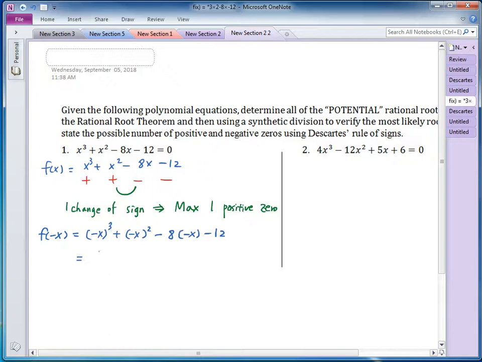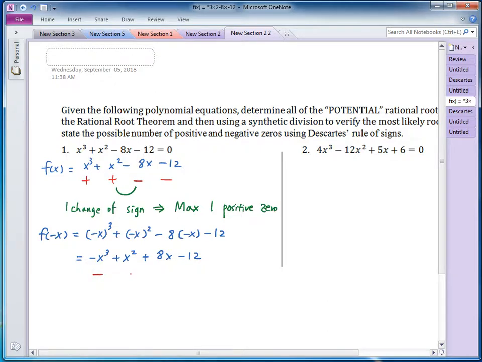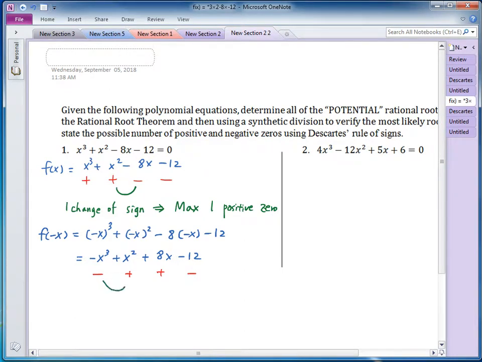3 negative signs make still negative, that's right. 2 negative signs make positive, and two negatives here again, positive, and this will be negative 12. Now let's check signs. First term, negative. Second term, positive. Third term, positive. Last one, negative. Let's see the changes, okay? Is this a change? Negative to positive? Yes. Plus to plus? No. Plus to minus? Yes. So how many changes? Two changes of sign, plus minus.